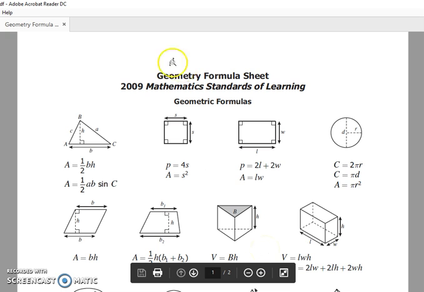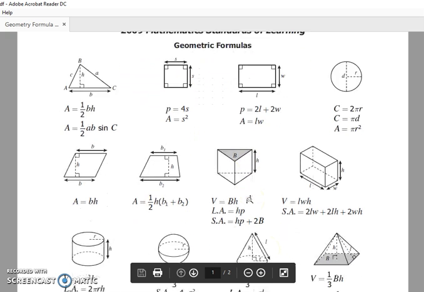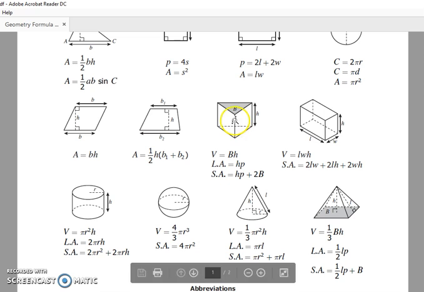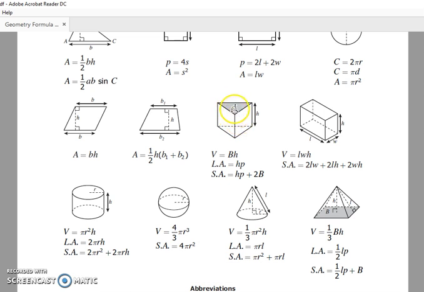This is the formula sheet. Right here, look at 3D figures are here. Take a look at this triangular prism. The lateral area will be around without the top and the bottom, without the bases. But the surface area will be the entire thing. For this rectangular prism, lateral will be around the side, but minus the top and the bottom, the bases. But the surface area is everything, every single side.